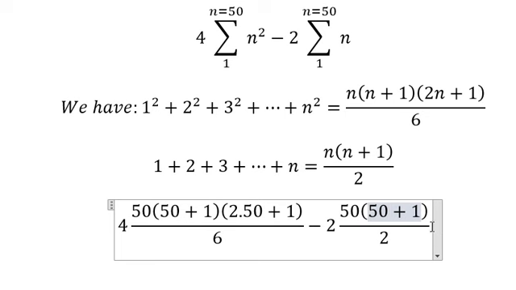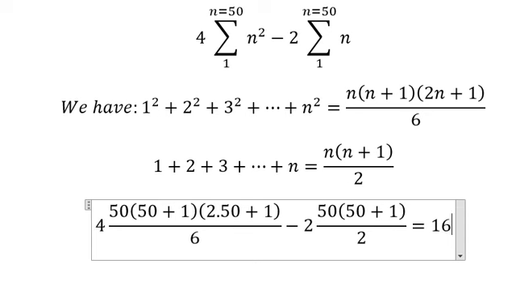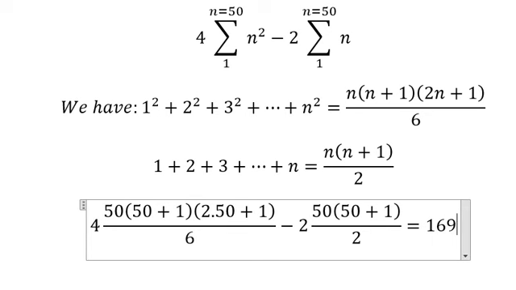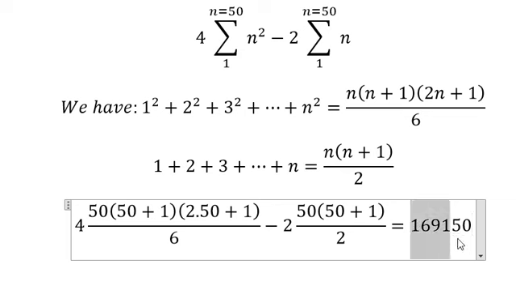And we get the final answer. That is 169,150. And this is the final answer.